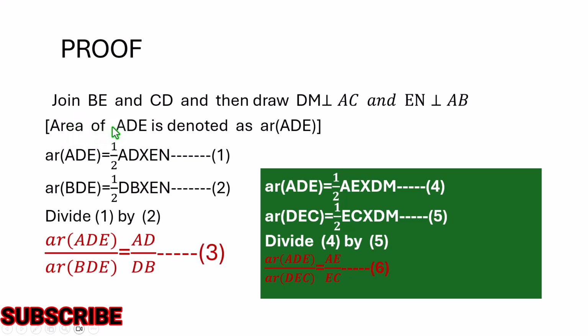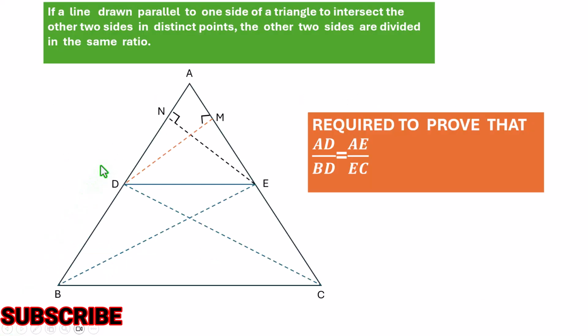Then the area of triangle ADE is denoted as area ADE. Area is half into base into height. First take the left side, where the left side of the triangle is AB and the right side is AC. Area of ADE is half into base AD into height EN, since EN is the height.